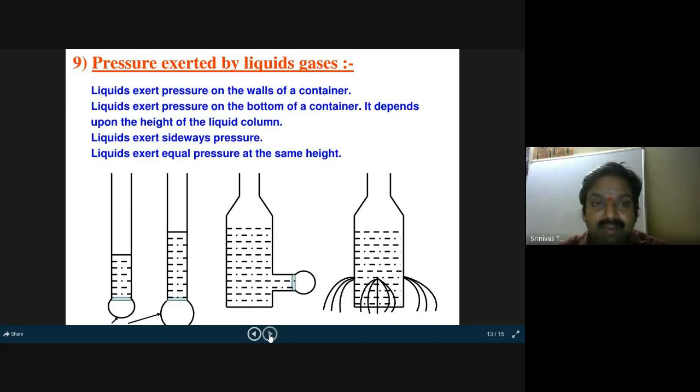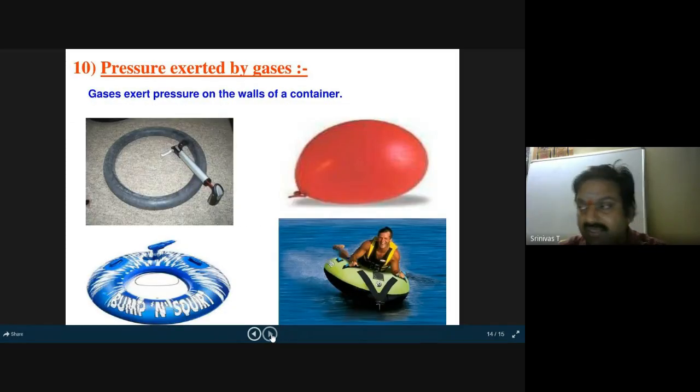Now finally, let's see pressure exerted by gases, and then we'll go forward to atmospheric pressure to wind up. Gases exert pressure on the walls of the container. So far we have seen this with liquids. In a similar manner, gases also exert pressure on the walls of a container. You can see a tube filled with air in an automobile shop. Here also the gases exert pressure on the walls of a container.